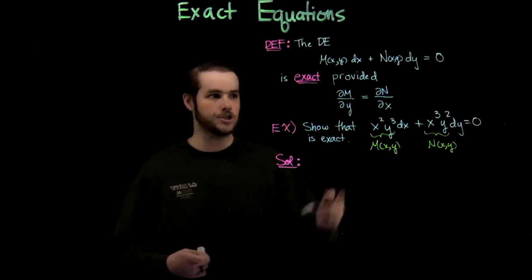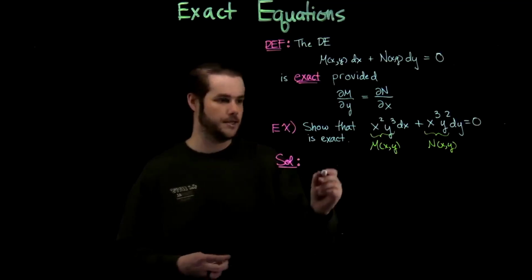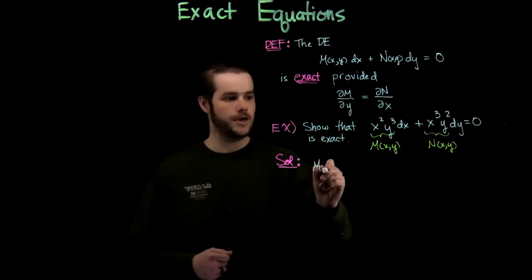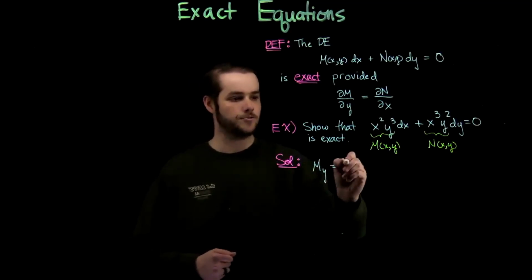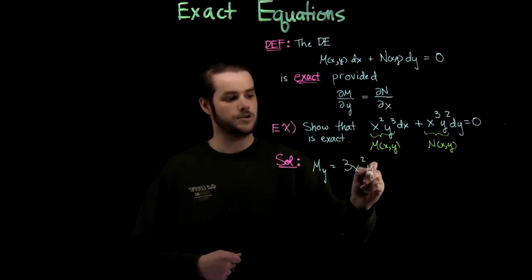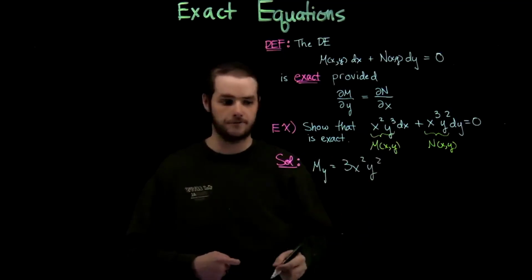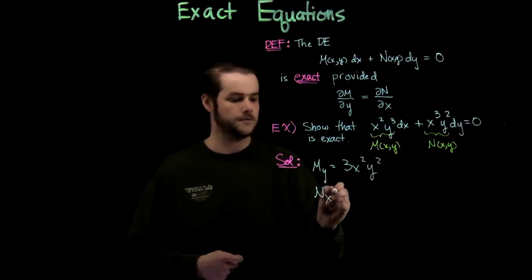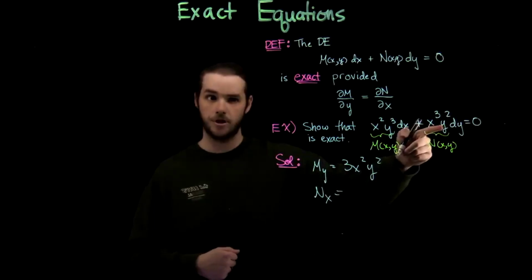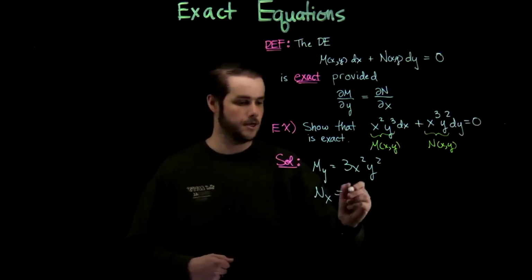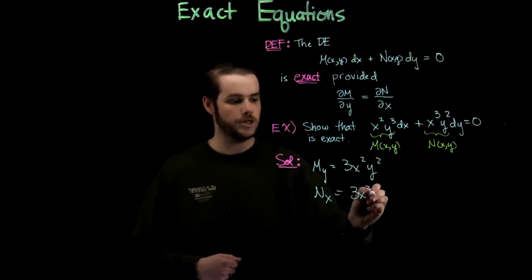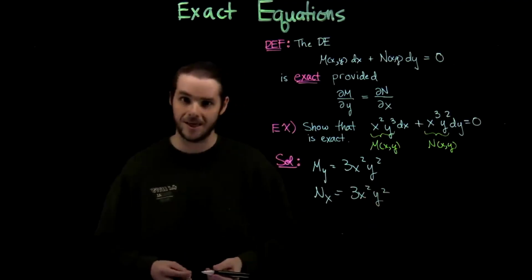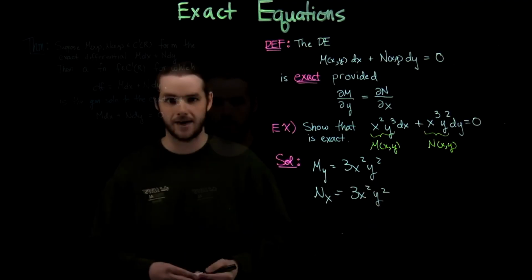And all I need to do is quickly verify I have this identity. My, then, is going to be 3x squared y squared, if I bring this 3 down and subtract 1 from the power. And it's the same thing over here, just taking the partial with respect to x. I get 3x squared y squared. And what do you know? Those are the same. So this equation's exact.